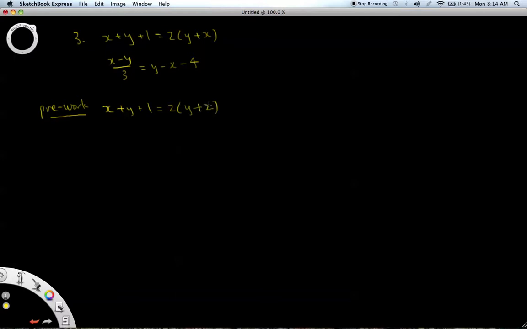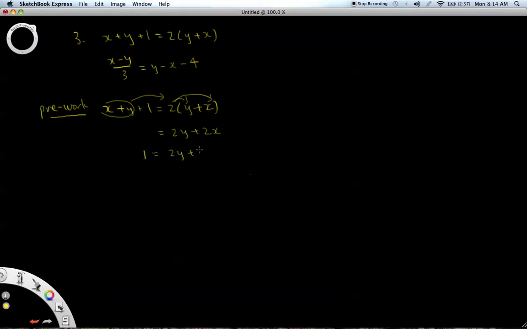And let's simplify this. Okay, so when I look here, the first thing I see is this bracket, which I want to get rid of. So I'm going to use distributive property. Since it's equal, I'm just going to write it this way: 2y plus 2x. Now I want to try and get the x's and y's on the same side, so I'm going to move this x and y to the other side. Okay, so when I do that, I'm just left with the 1 on this side.